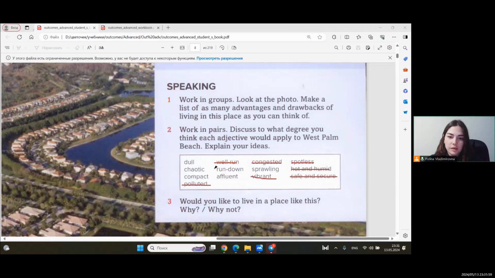Vibrant, yeah. Run down. It's not run down, obviously. No derelict buildings. It's a touristic center. That's why nothing to do with the rundown thing. Okay, compact, no. Affluent, yeah. So this word would definitely apply to West Palm Beach. If there was no money, there wouldn't be any tourists, right? This is the point. And sprawling, no.